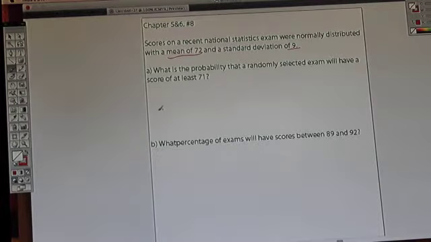Well, to answer both parts, it really helps to draw your curve. So we're going to go ahead and draw our curve. My curve is a little bad, I apologize. But we're going to go ahead, and our mean is right down there in the middle. We know our mean is 72. And our standard deviation is 9.